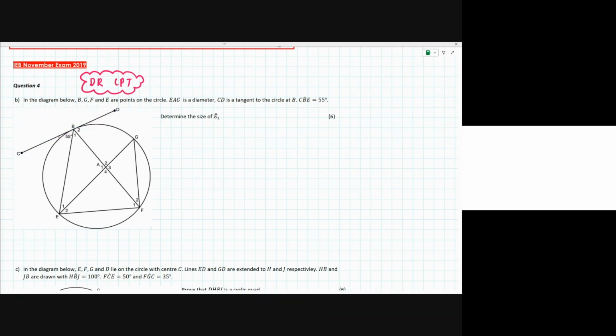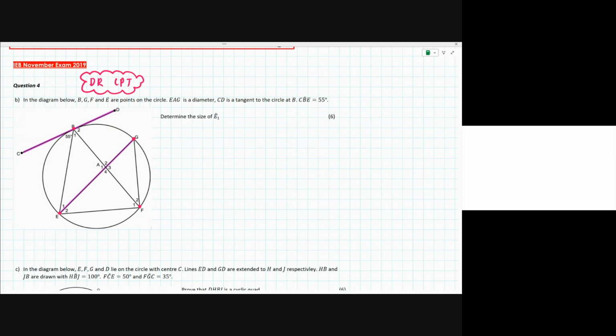So there's our tangent CD, and then importantly, we have been told that our diameter is EAG. What I also want you to remember is that we were told that B, G, F, and E are points on a circle, which means that we have the potential of a cyclic quad. So these little pink vertices that I'm highlighting are points on your circumference. And so immediately I can see the cyclic quad BEFG. I can see the angles in the same seg. That's where I'm going.